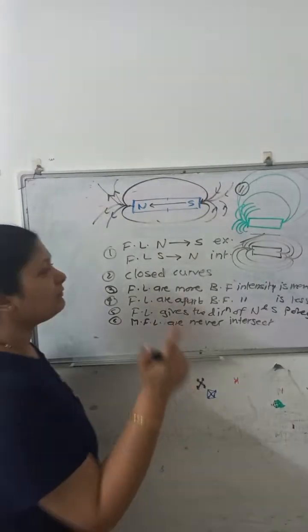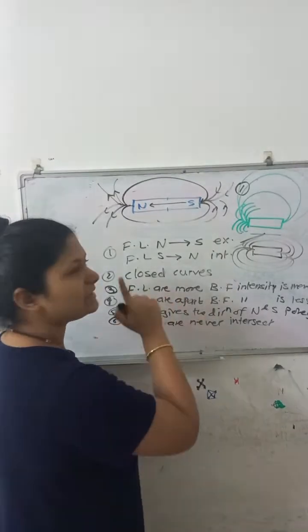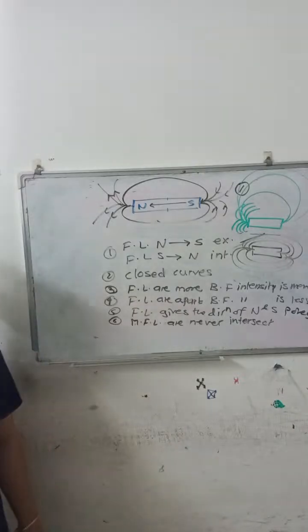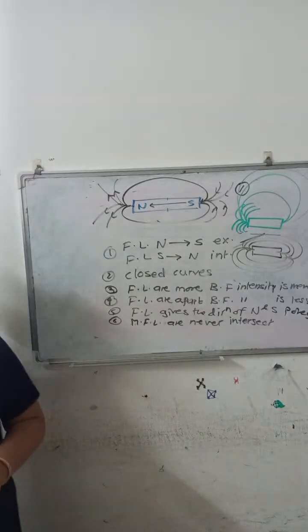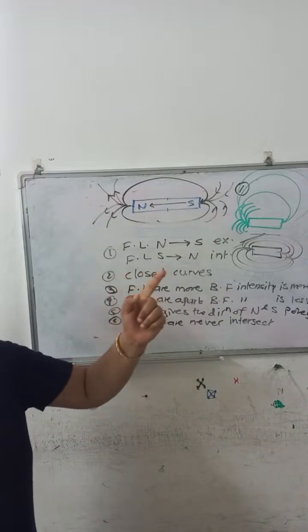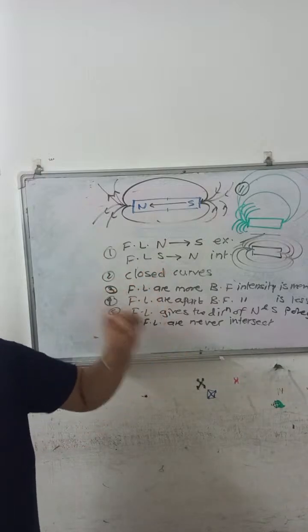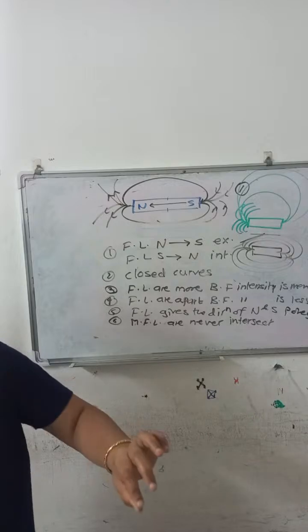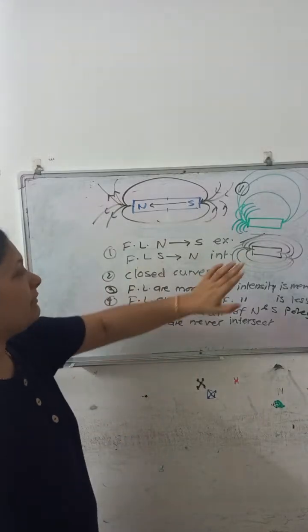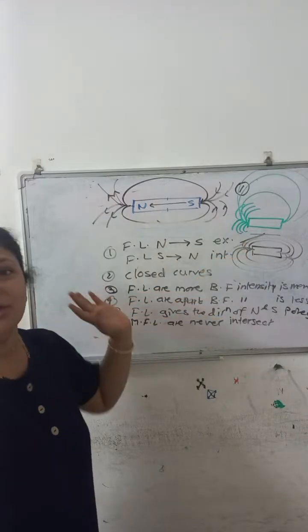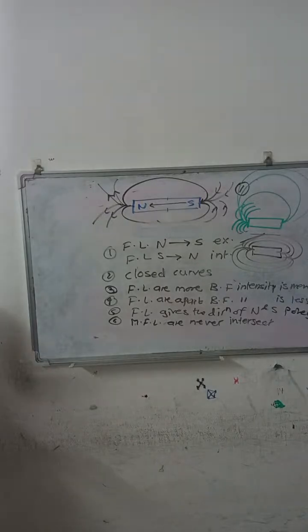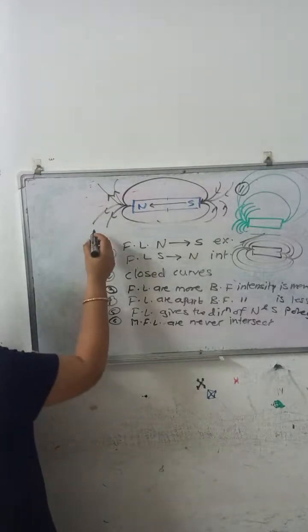That's why magnetic field lines never intersect. Whenever we draw tangents to the magnetic field lines in two different directions, it always gives two different directions at a single point, which is not possible, not valid. That's why magnetic field lines never intersect with each other. It's very important. So these are the characteristics of the magnetic field lines.